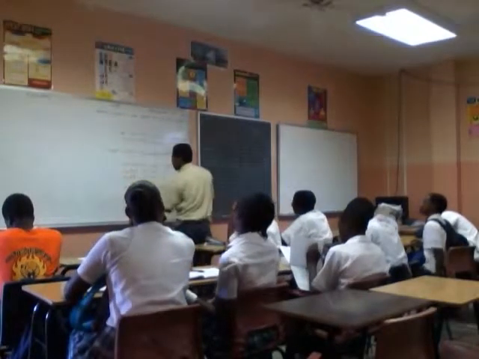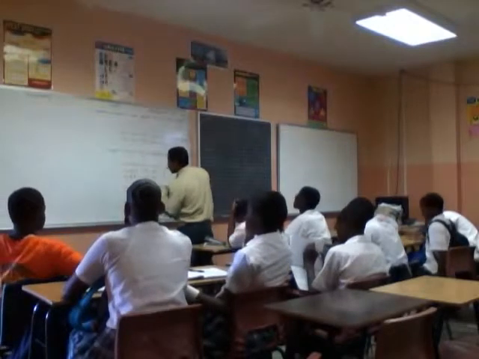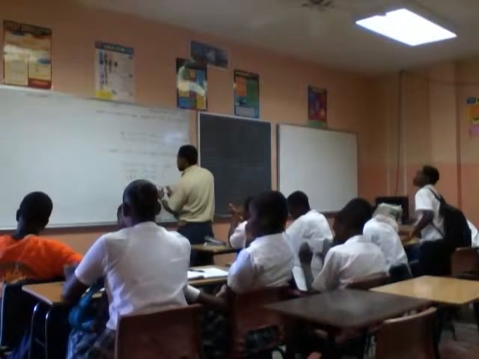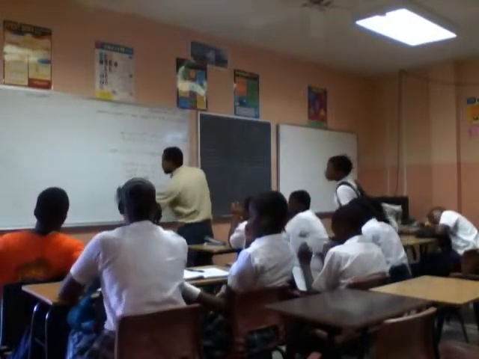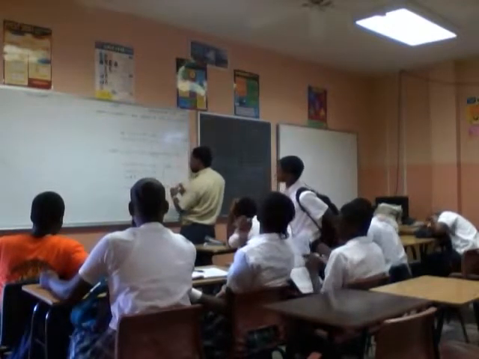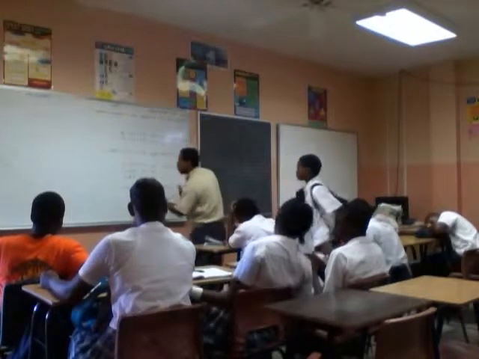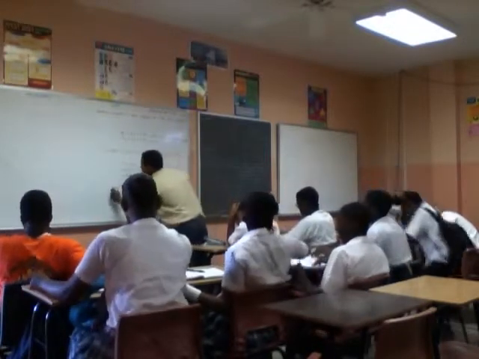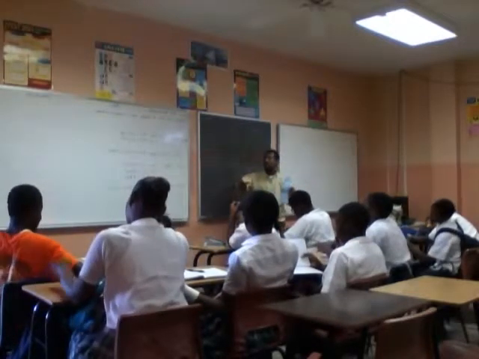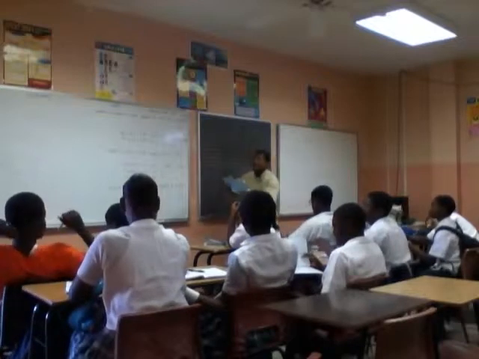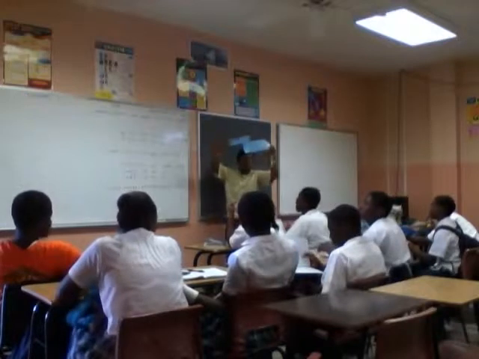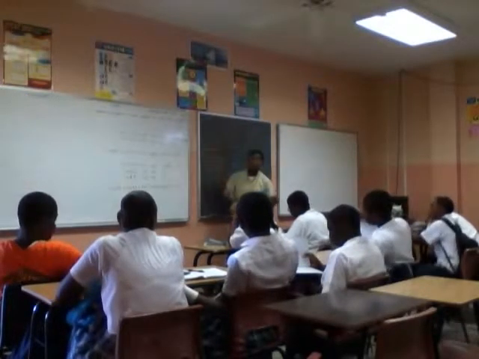8 and 3, 11. So the last number should be a 1. 471 centimeters square. Okay, good. So the total area of this shape, what's the area of this? 471 centimeters square. Okay.